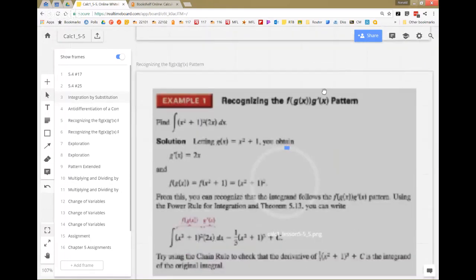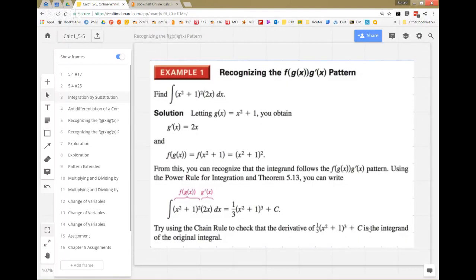Okay, so let's get into an example right away. I think that's the best way for me to show this to you. So you can see in example 1, we're trying to take the integral of x squared plus 1, that quantity squared, times 2x dx. Of that expression, x squared plus 1 squared times 2x, which function is the most embedded? That is, which function is the inner part of this? And I think you'll agree it's the x squared plus 1 part.